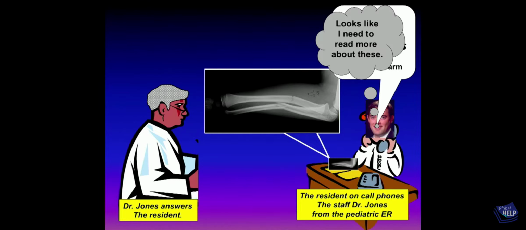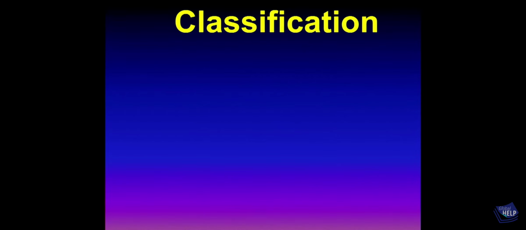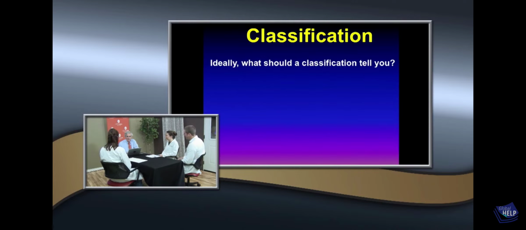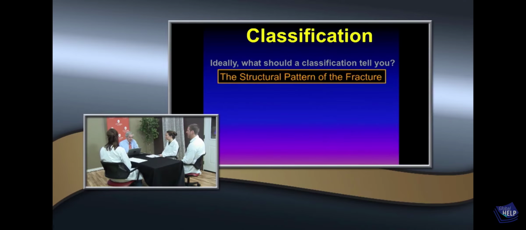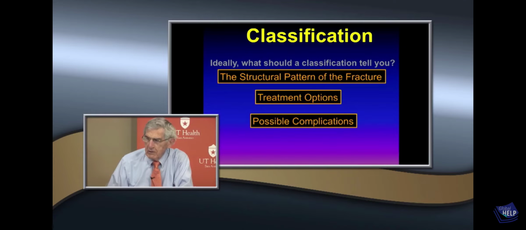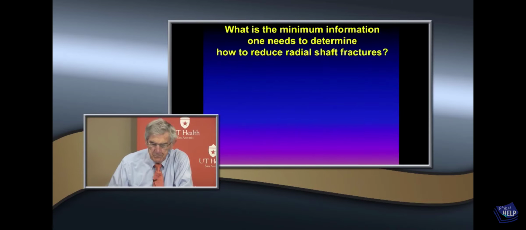That's right. And fortunately, you folks have all studied, and you'll understand this. So, ideally, what does your classification tell you? How to treat it? Well, that's right. It tells you the structural pattern of the fracture. And it also tells you how to treat it. It tells you the treatment options that are available. And the other thing that can occur, it can give you prognostic information. Yeah, or the possible complications that can occur, the things that you look for.